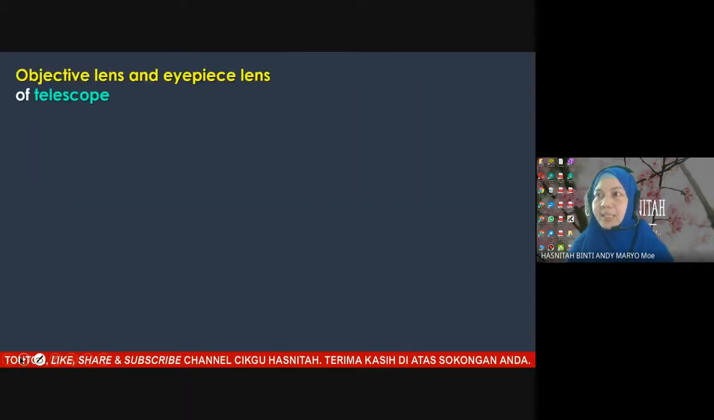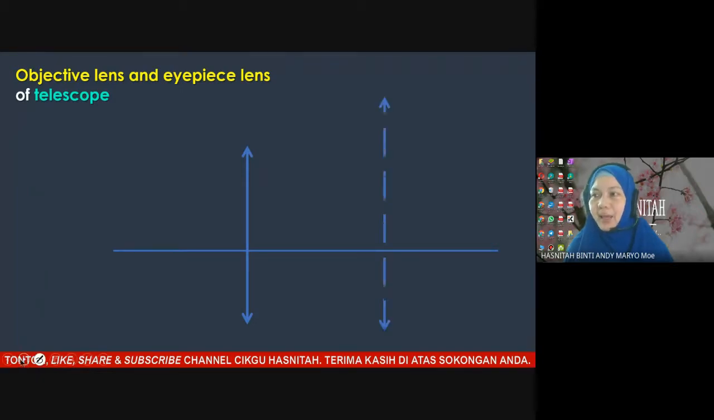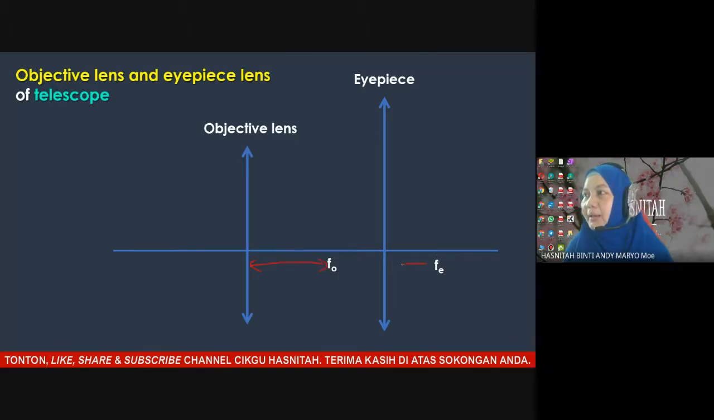Next, this is for the telescope. For telescope, again, we have two lenses. This is the principal axis and this is our objective lens. This is the focal point of the objective lens, and this is the focal point of the eyepiece. Ini focal point of objective lens, and this is the focal point of the eyepiece.